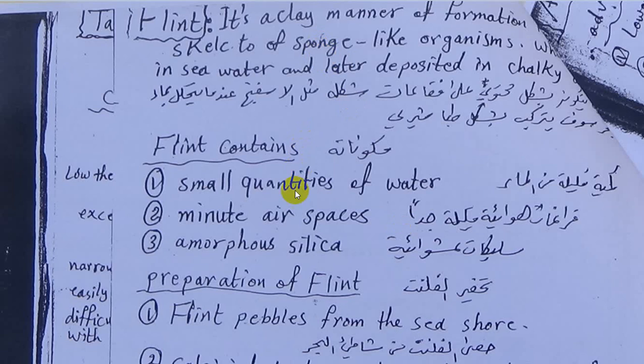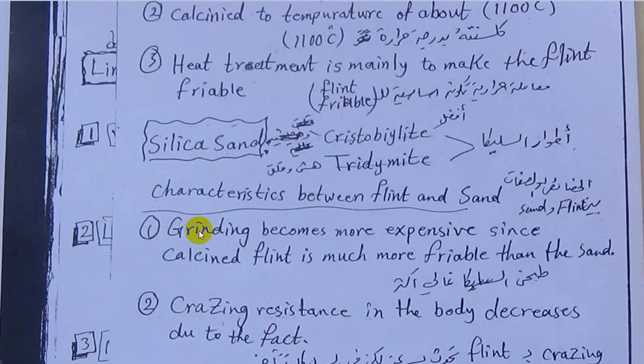Now we just have to move on to the preparation of the flint, يعني تحضير الفلنت. Flint pebbles from the seashore, يعني حصل الفلنت من شاطئ البحر. Calcined to a temperature of about 1100 centigrade, يعني تكلسن أو تحرق بدرجة حرارة 1100 centigrade.